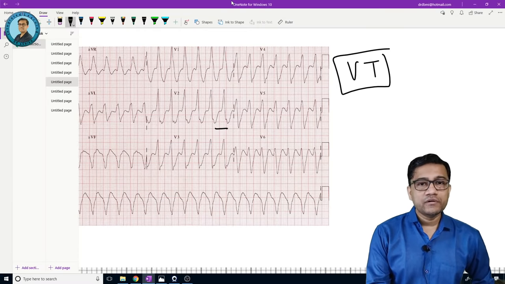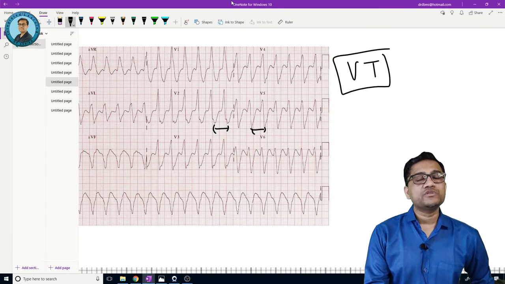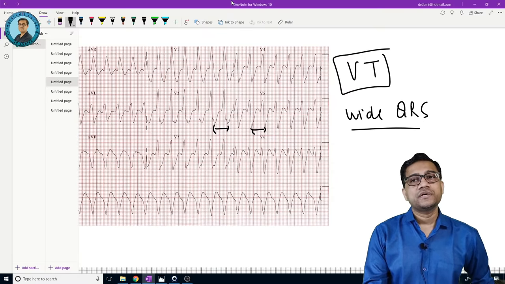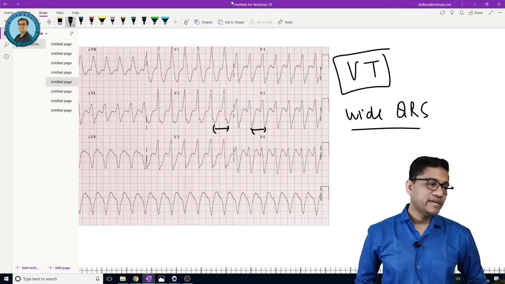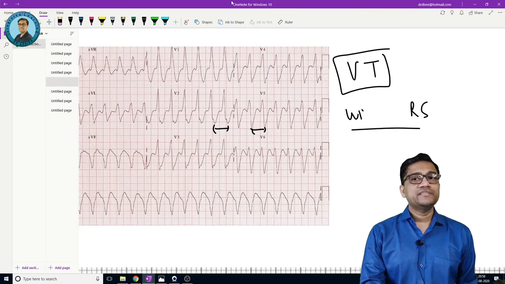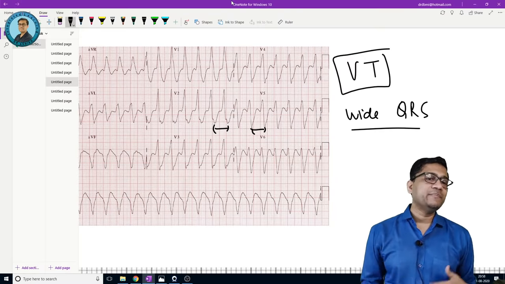Can you see it's broad? How many boxes? 1, 2, almost 10. So it's a wide QRS or complexes. Clear? So it's not SVT, it is VT. Are you clear? Fine? It is VT. Okay. Wide. See, we are learning the easy way. We are not learning the exact details because there are multiple types in this also.